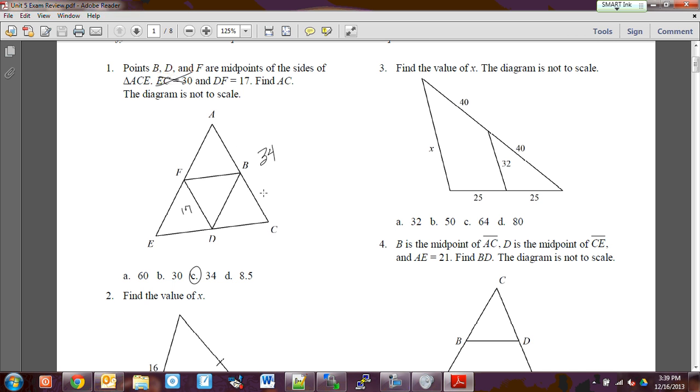Okay, because remember, AC is 2 times as long. AC equals 2 times DF. Okay, so since DF is 17, 2 times 17 is 34.